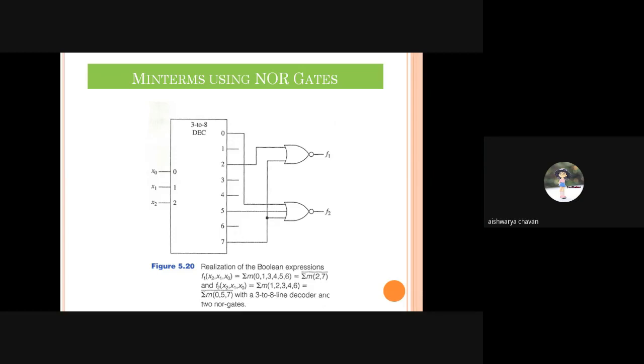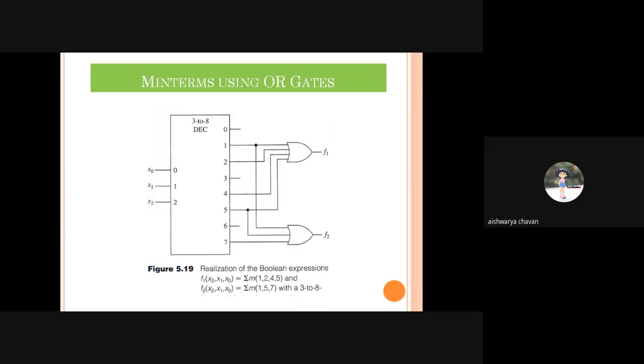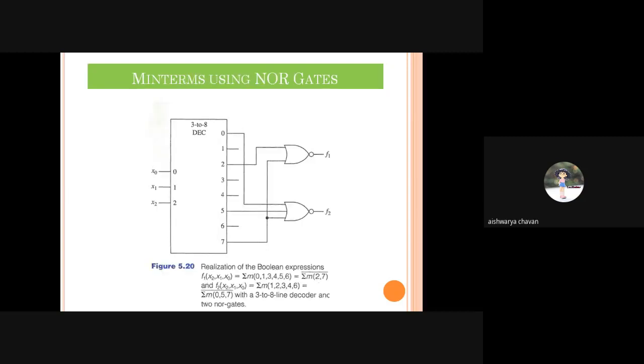So f1 is nothing but the summation of minterms 0, 1, 3, 4, 5, 6. Simply you have to give these inputs for this f1. But we are implementing this by using the NOR gate. So here we were using the OR gate, here we are using the NOR gates.